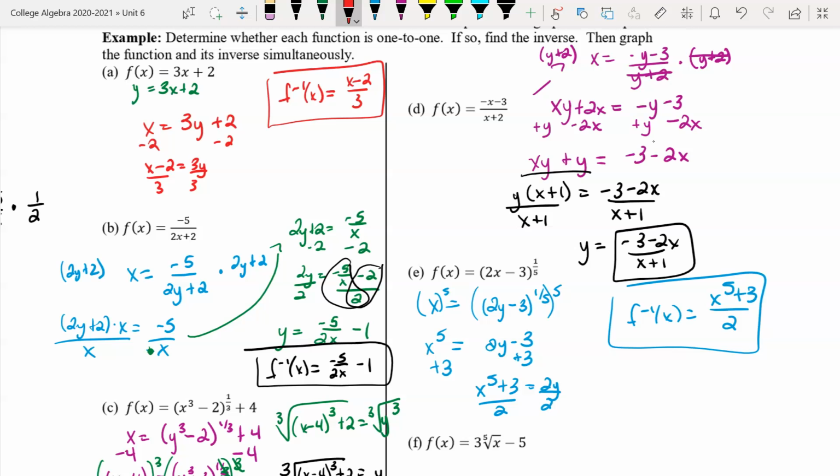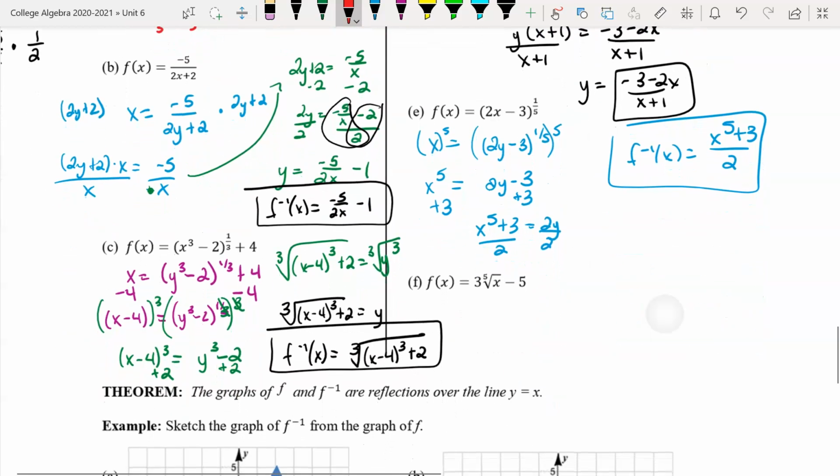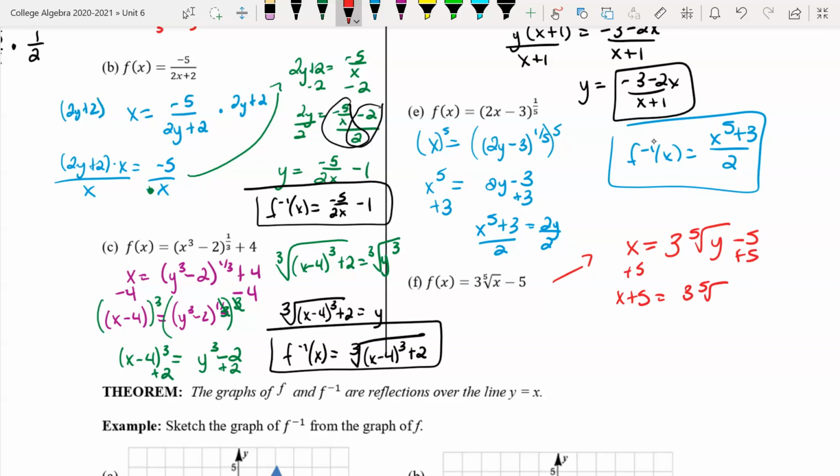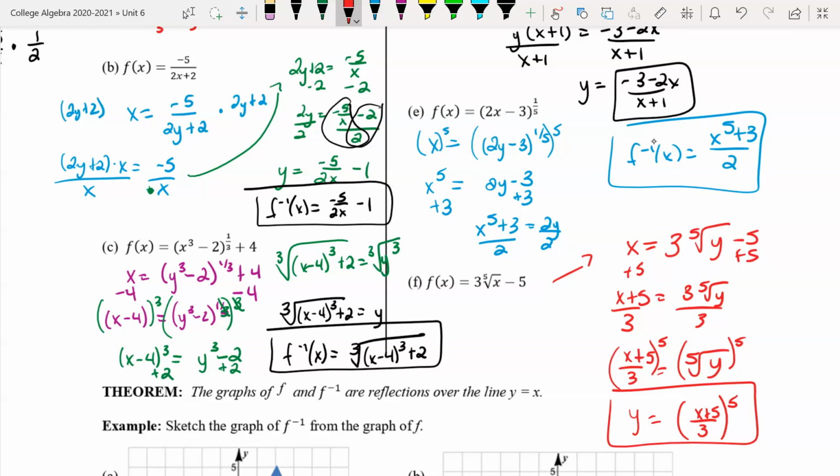All right. Last one, same thing. Switching x and y. Going to add 5. We got x plus 5 equals 3 over the 5th root of y. Divide by 3. X plus 5 divided by 3 equals the 5th root of y. I'm going to take it to the 5th power. Take everything to the 5th power, so I get y equals x plus 5 divided by 3, all raised to the 5th to find my inverse. Okay?